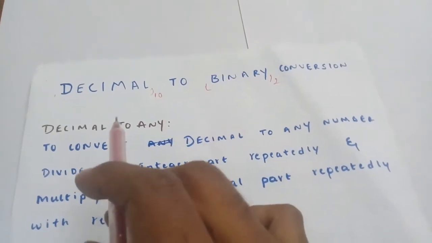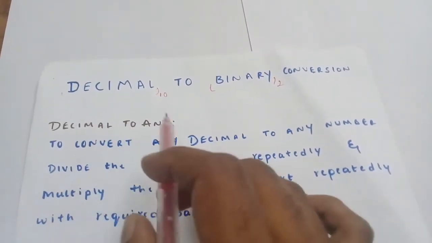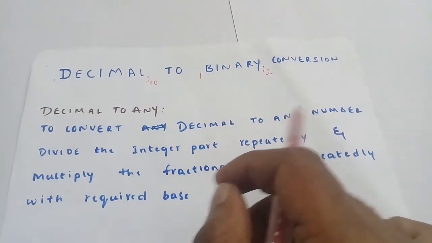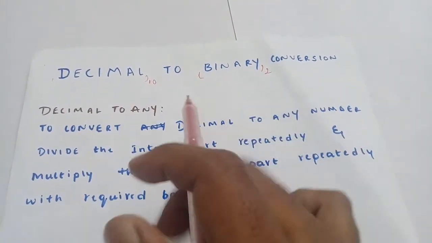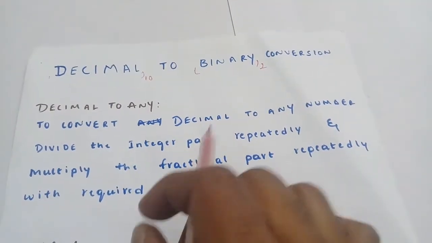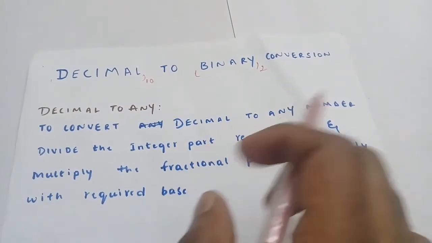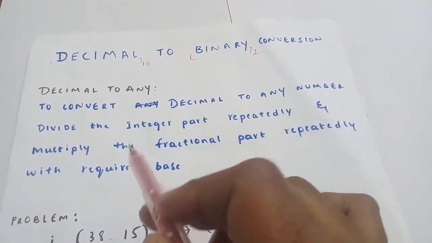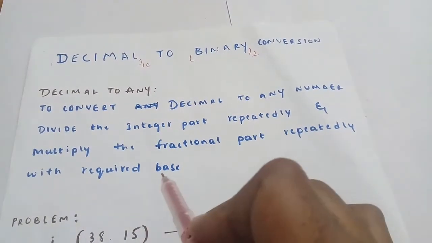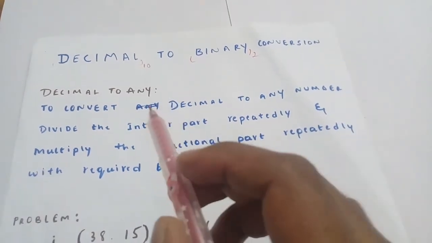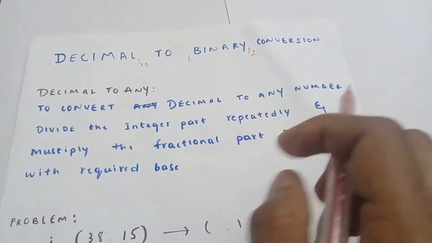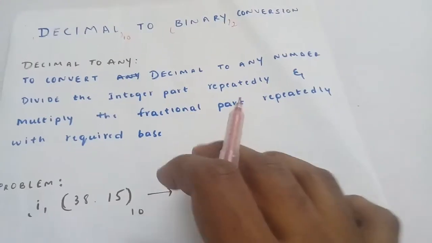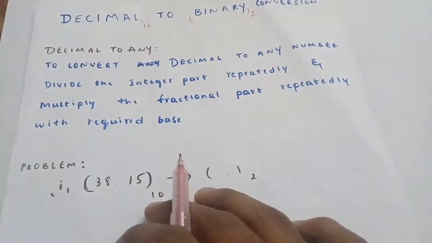To convert a decimal number to any number, we have a definition. The number will have an integer part and then a fraction part. Divide the integer part repeatedly and multiply the fractional part repeatedly with the required base. We will have a clear explanation with a problem.